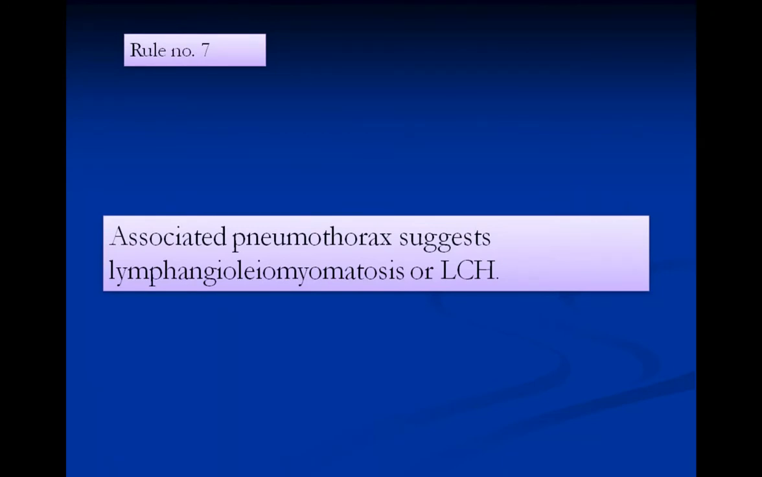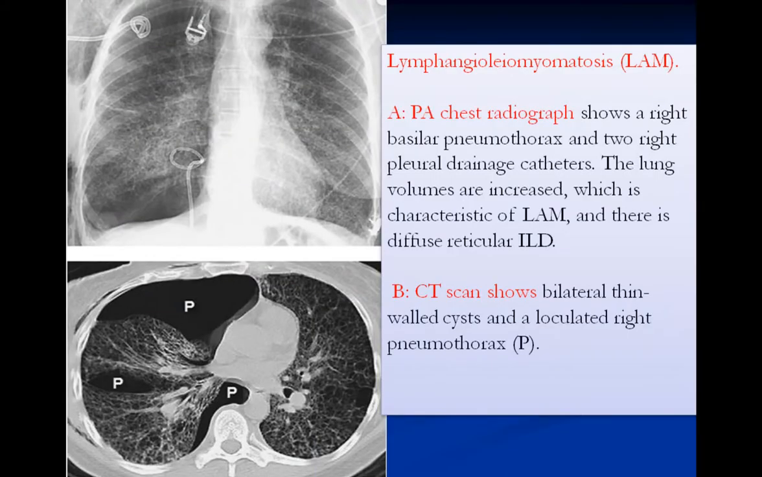So rule number 7: if there is associated pneumothorax in interstitial lung disease, it suggests lymphangioleiomyomatosis or Langerhans cell histiocytosis, LCH. You see the CT scan here, showing bilateral thin wall cysts along with a loculated right pneumothorax.